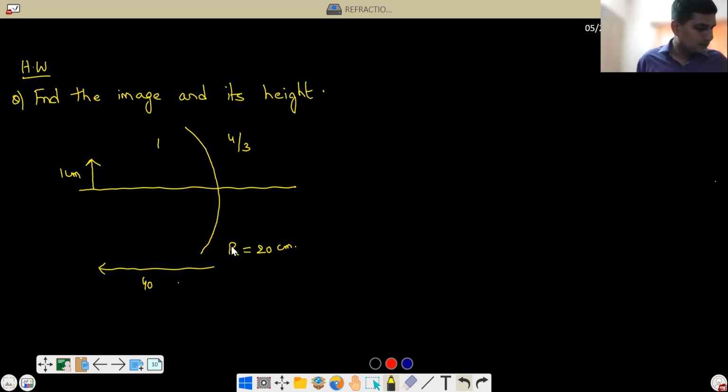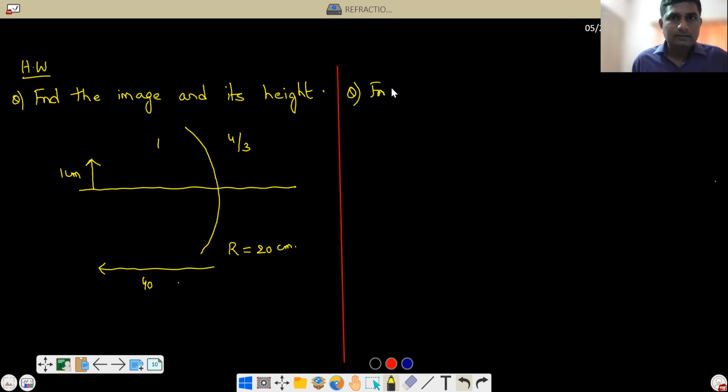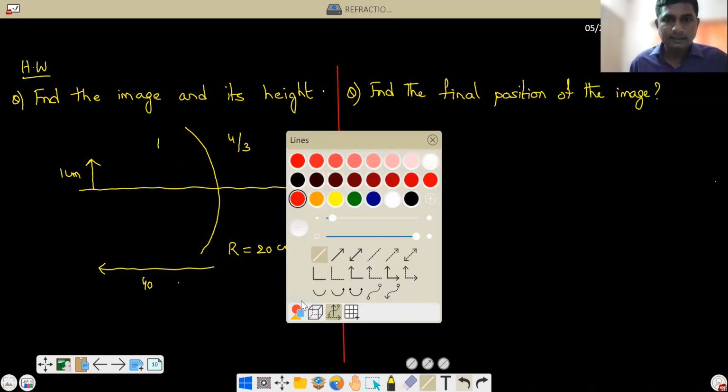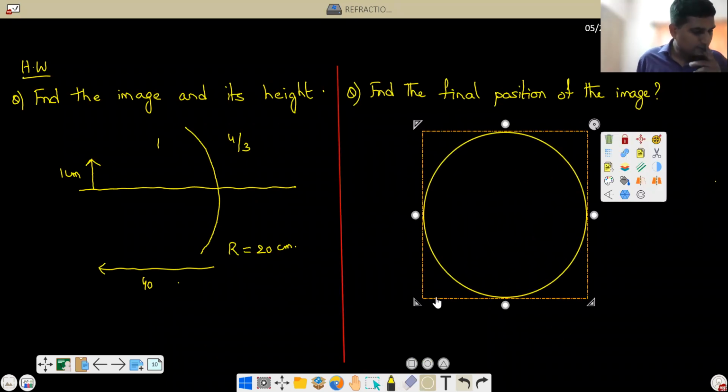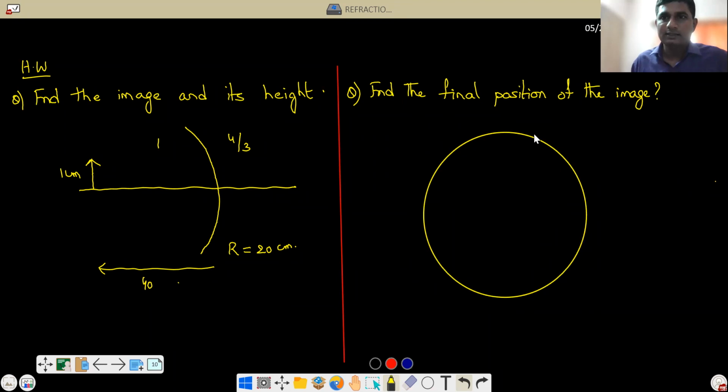Another one is a two surfaces problem. I'll give a two surfaces problem. Find the final position of the image. There is a sphere like this. Please remember, this is a sphere. This is a glass sphere.